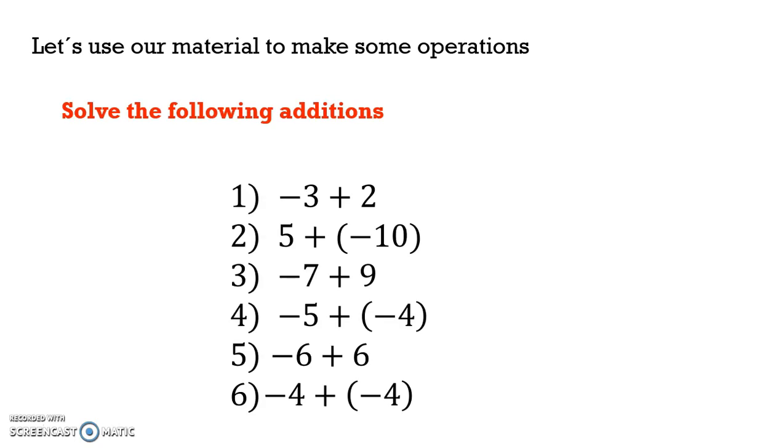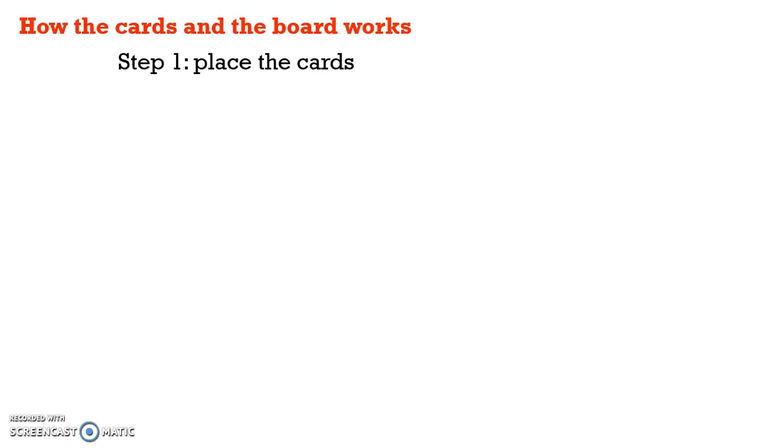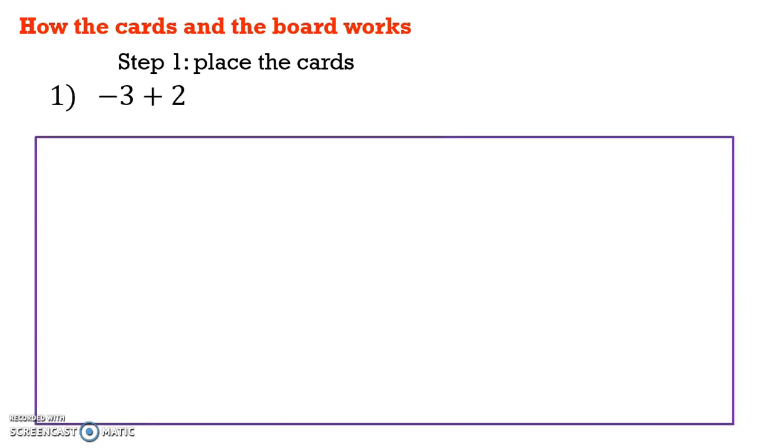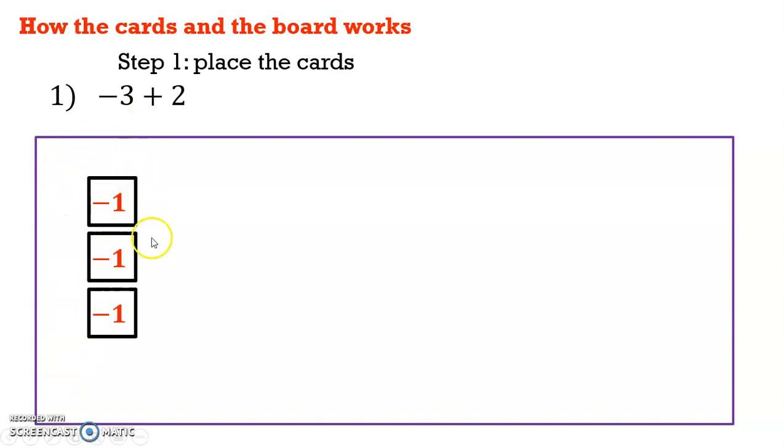So you're going to solve these 6 exercises. I'm going to help you with 3 of them. Okay? So let's get started. How does it work? How do the cards and the board work? Well, step 1 is to place the cards. First, you have to check your operation, then you place your board. Here, you see that you need -3. So you're going to use 3 cards, -1, -2, and -3. These 3 are representing this -3.